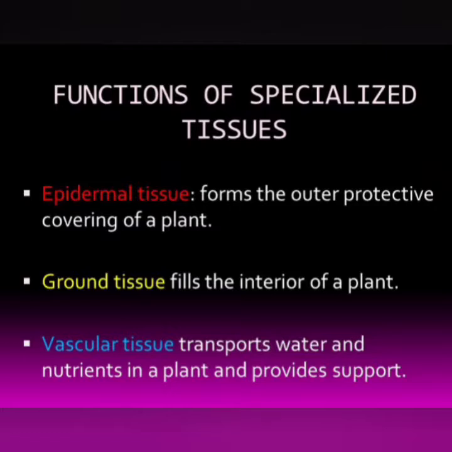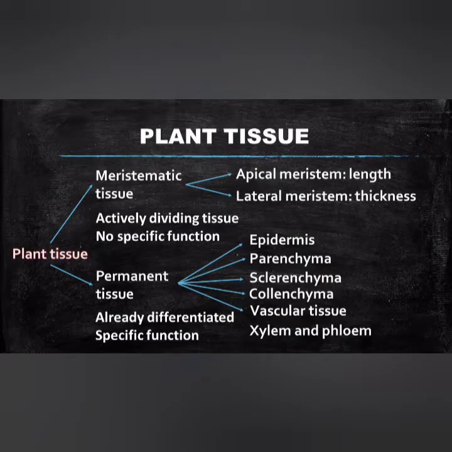Well, functions of these specialized tissues. Epidermal tissue, as you can see from the name, forms the outer protective covering of a plant. Ground tissue fills the interior of a plant. And vascular tissue, we all know, transports water and nutrients in a plant and also provides support to the plant body. Now, the next slide is all about the different types of plant tissues.